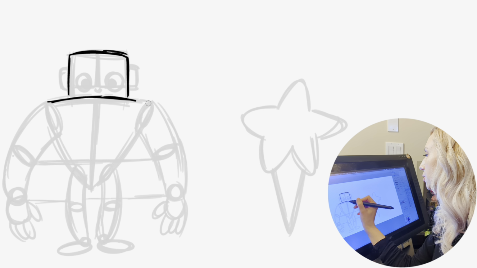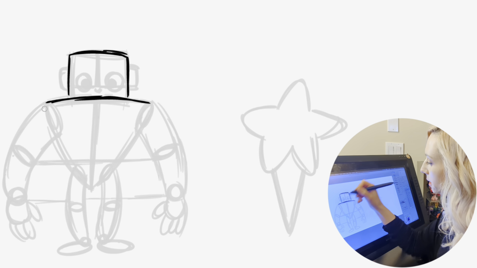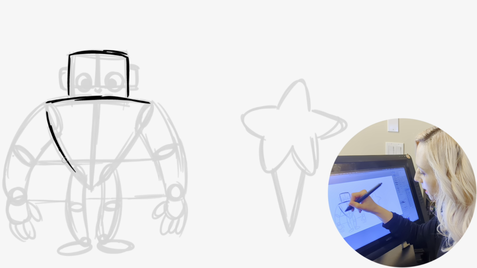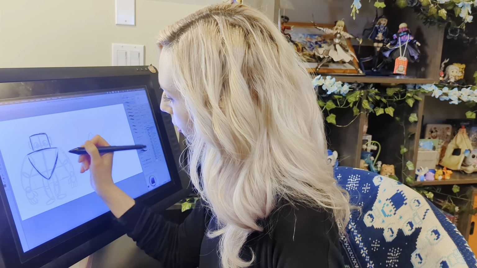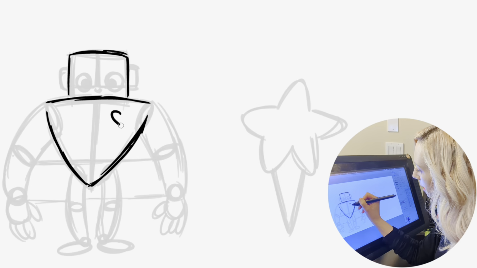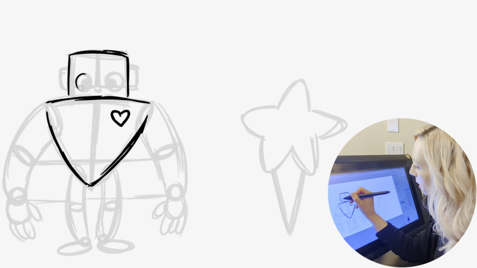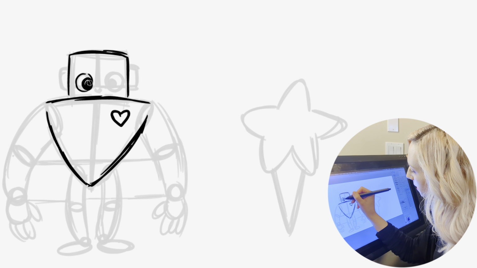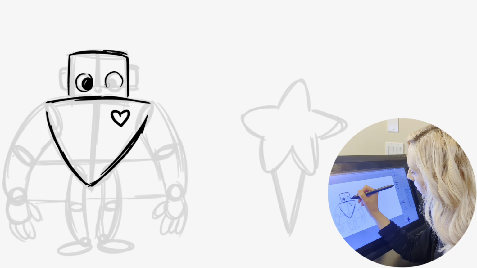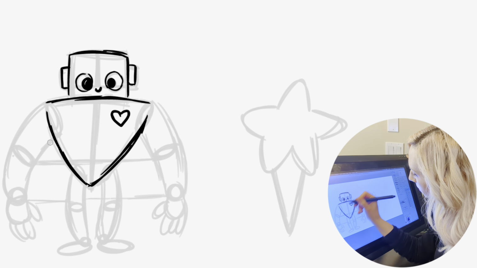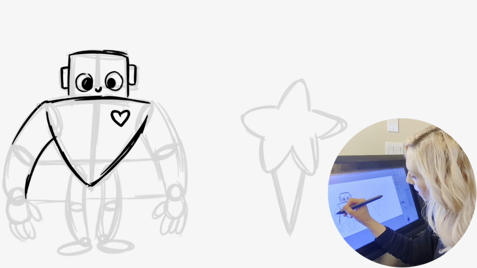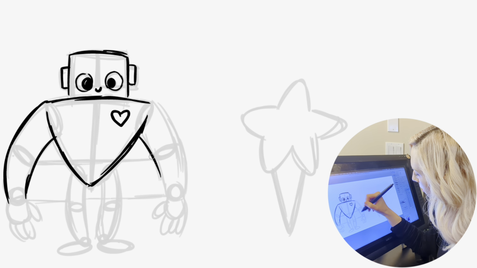I'm gonna round out this triangle a bit because I want this to feel almost like a little ape-like robot. Very strong and sturdy front. Maybe we could add him a little heart right here. He's a very loving character. We're gonna outline the eyes. Add a little smile. Gonna outline just the outline of his big arms.